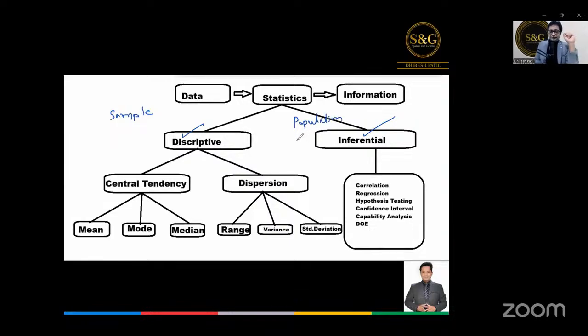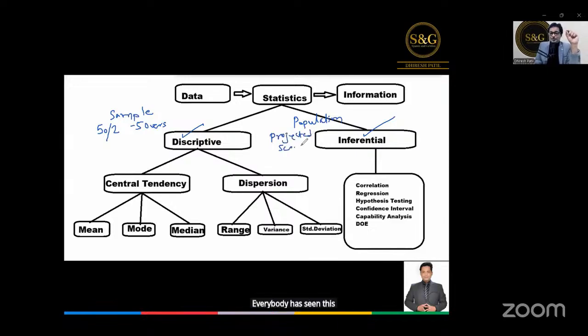In a T20 match, let's say 5 overs have happened. The score is 50 runs, 2 wickets, 5 overs. Okay? This is a score. This is a sample of 5 overs and this is called a descriptive statistic. In the same match, we get a projected score.